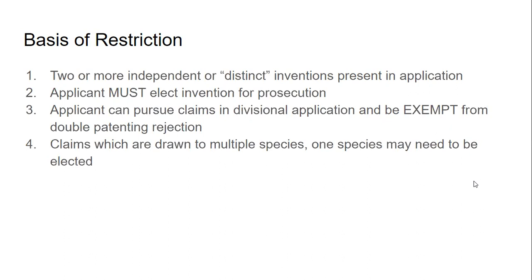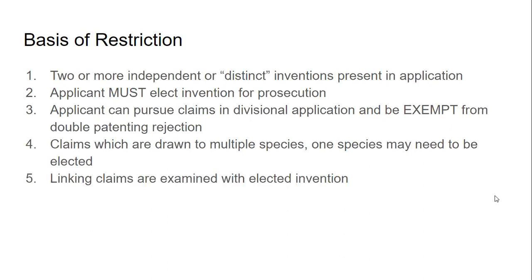Then, for claims which are drawn to multiple species, one species may need to be elected depending on what the examiner finds. If there are linking claims, then those are examined with an elected invention.